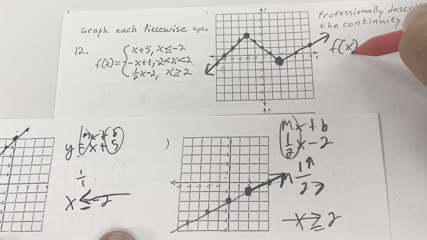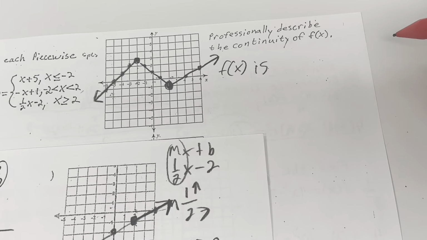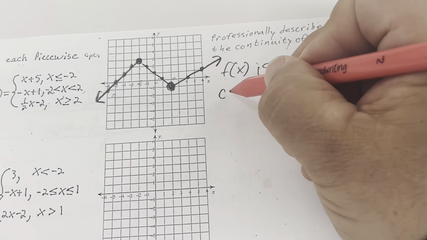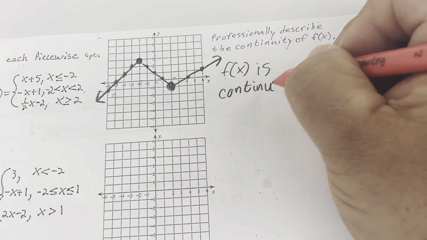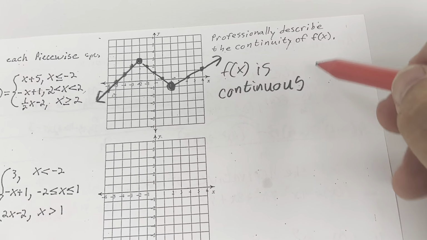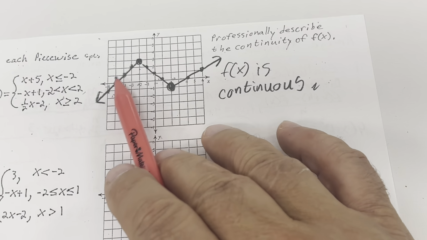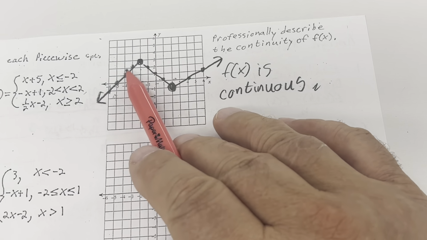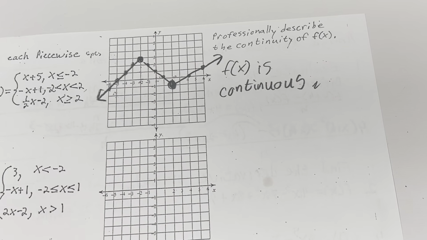F of x is continuous. A closed circle and an open circle makes it continuous. An open circle and a closed circle makes it continuous. Notice, it's darkened all the way across.